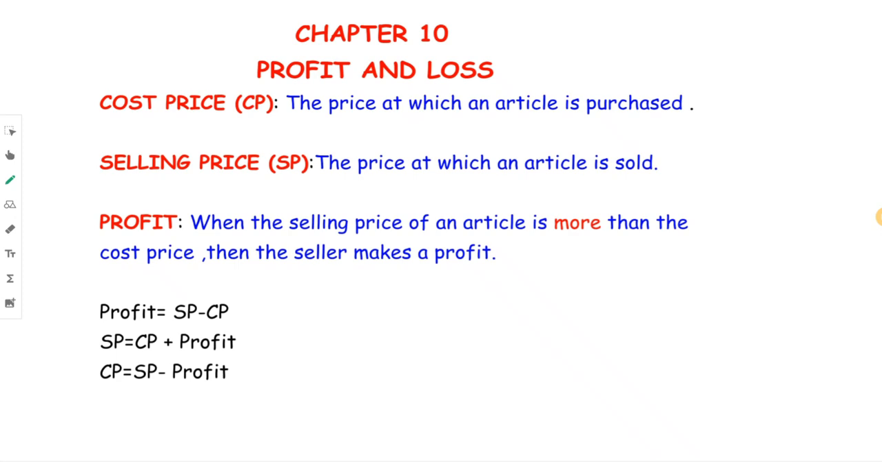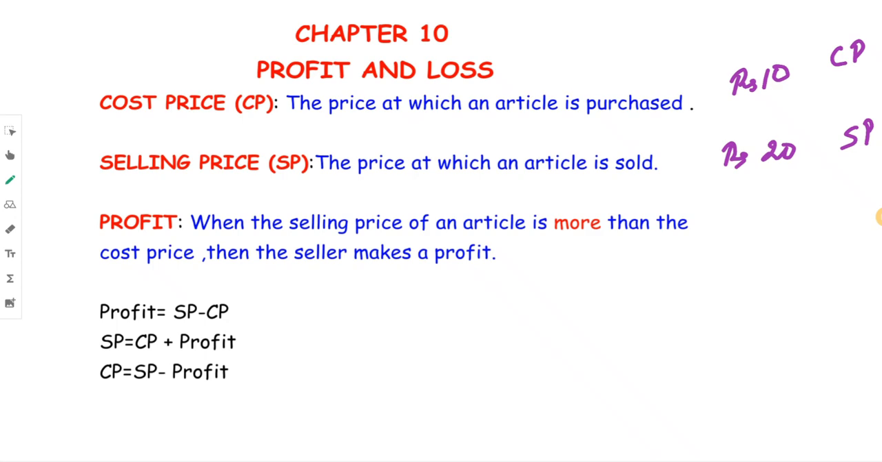For example, let's say you bought a pen for rupees 10. So this becomes your cost price. Clear? And then you sold it for rupees 20, so this becomes your selling price. Selling price depends; sometimes there will be loss, sometimes there will be profit. Here the first part will be dealing with profit. Profit: when the selling price of an article is more than the cost price, then a seller makes a profit. Pretty easy to understand, right?